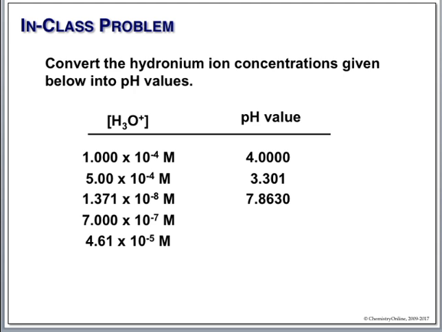So what is this exactly? What's the hydronium here? Type in 7 times 10 to the minus 7. You should get 6.15. Very standard trick question. 4.6 times 10 to the minus 5. Type it in, hit log. Change the sign. You should get about 4.3, 4.4.